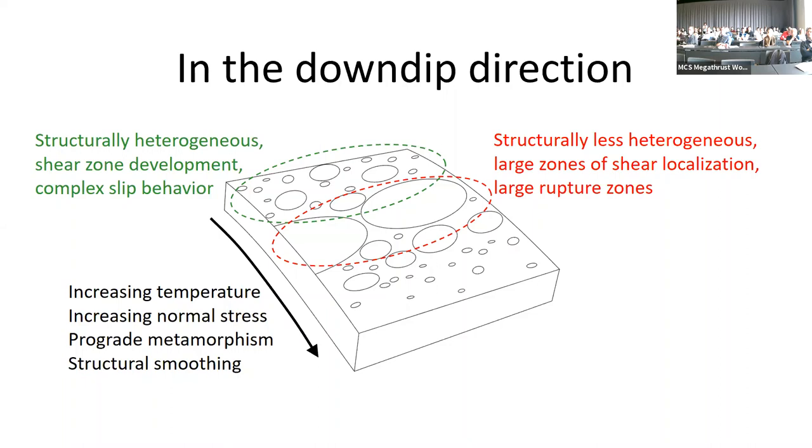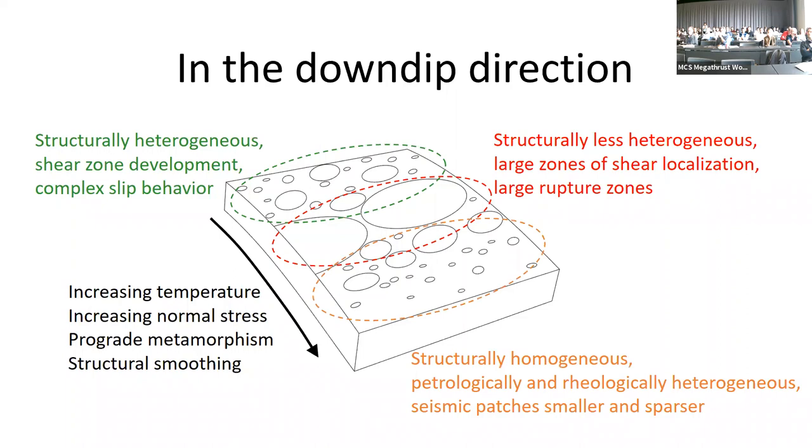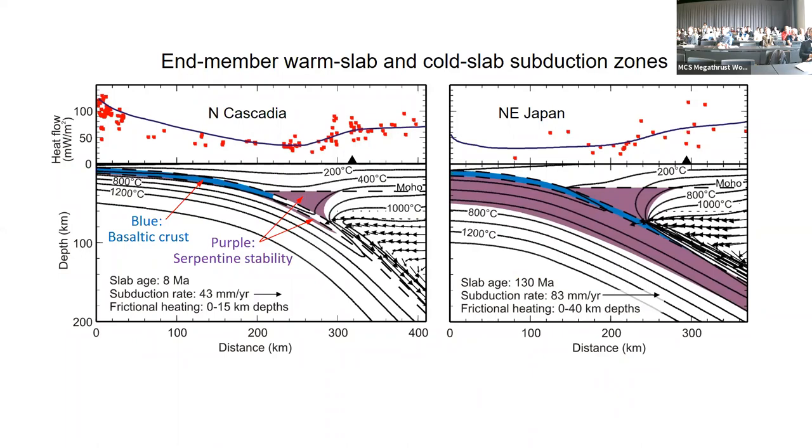As we go deeper, the fault can be structurally rather smooth, but it can be petrologically and rheologically heterogeneous for various reasons. Different minerals, different fluid comes from different places. And then you may have smaller seismic patches with a larger spacing. So that's the general picture here. Again, let's consider the end members, warm and hot. Again, temperature is really the first order control.